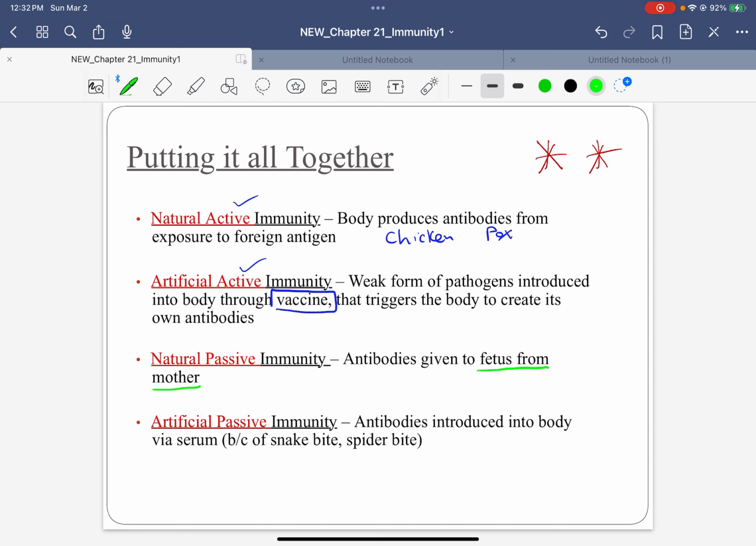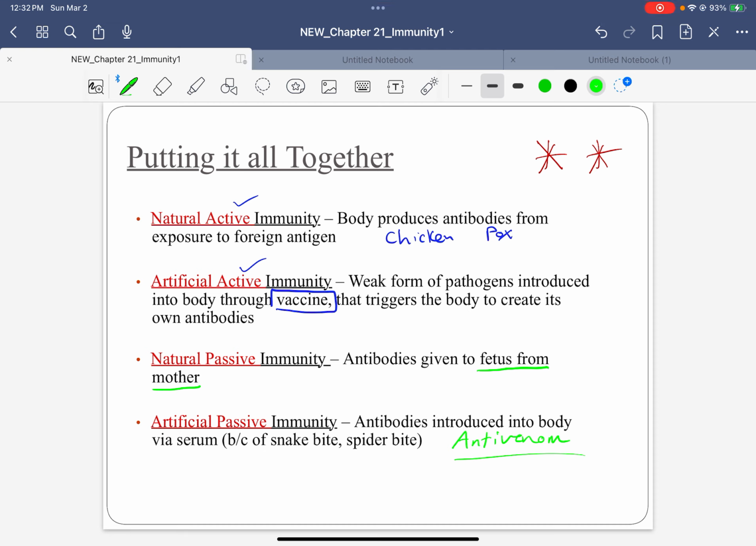The last thing is artificial passive, and this would be like an antivenom. That's the example I'm going to use. Let's say that you, unfortunately, got bit by a poisonous spider. If you were bit, I never know how to say that, by a poisonous spider, you don't want to wait for your body to naturally produce the antibodies. There could be poison coursing through your bloodstream. So we don't want to wait for our body to naturally make antibodies.